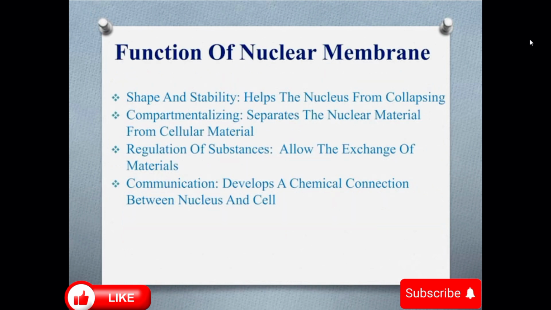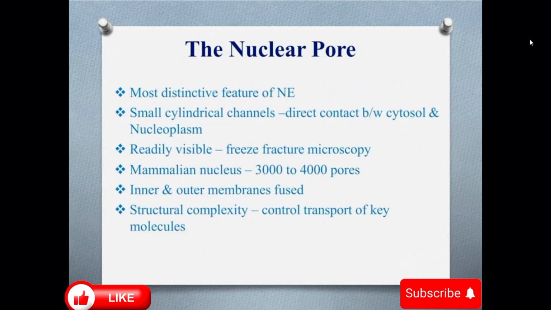Function of the nuclear membrane. As we have told, shape and stability help the nucleus from collapsing, separate the nuclear material from cellular material, allow the exchange of material between the cytoplasm and the nucleus, and develop a chemical connection between the nucleus and the cell. The nuclear pore, the most distinctive feature of the nuclear envelope, is a small cylindrical channel which connects the cytosol and nucleoplasm directly.